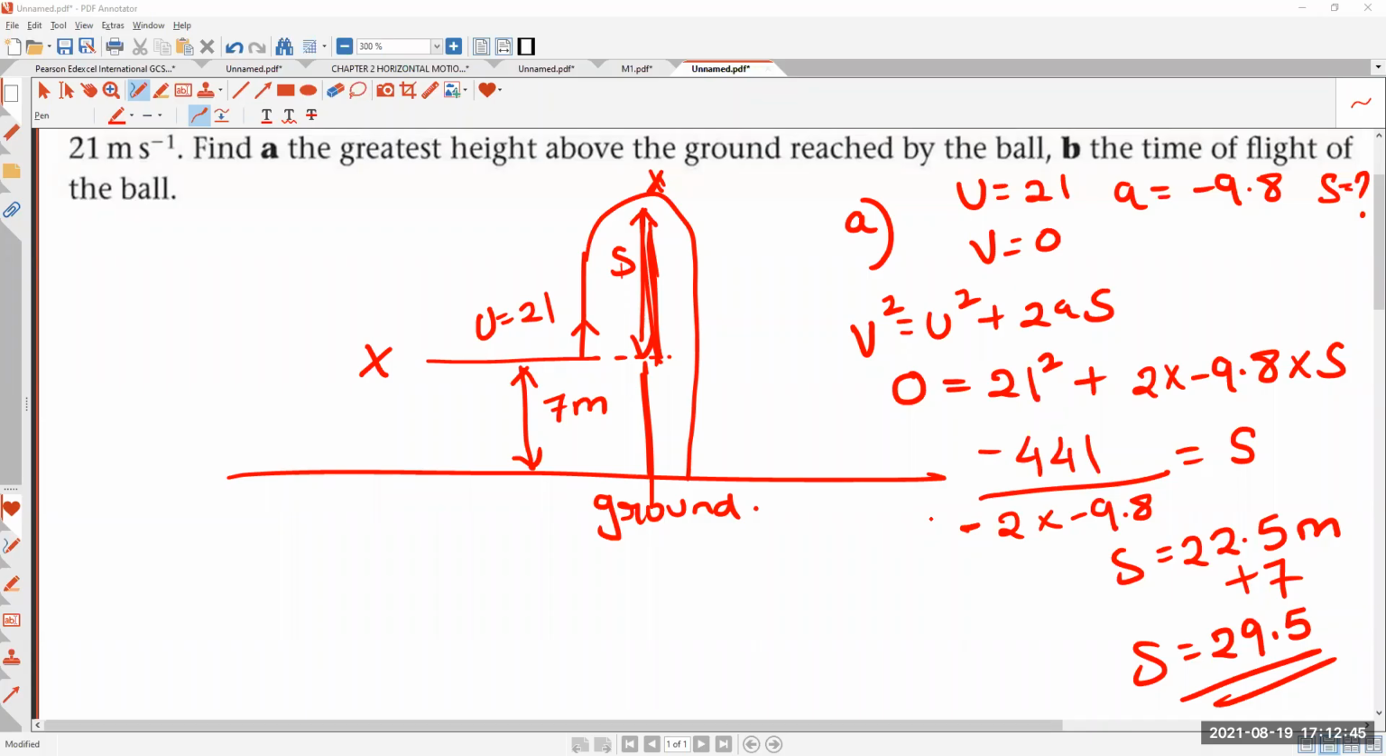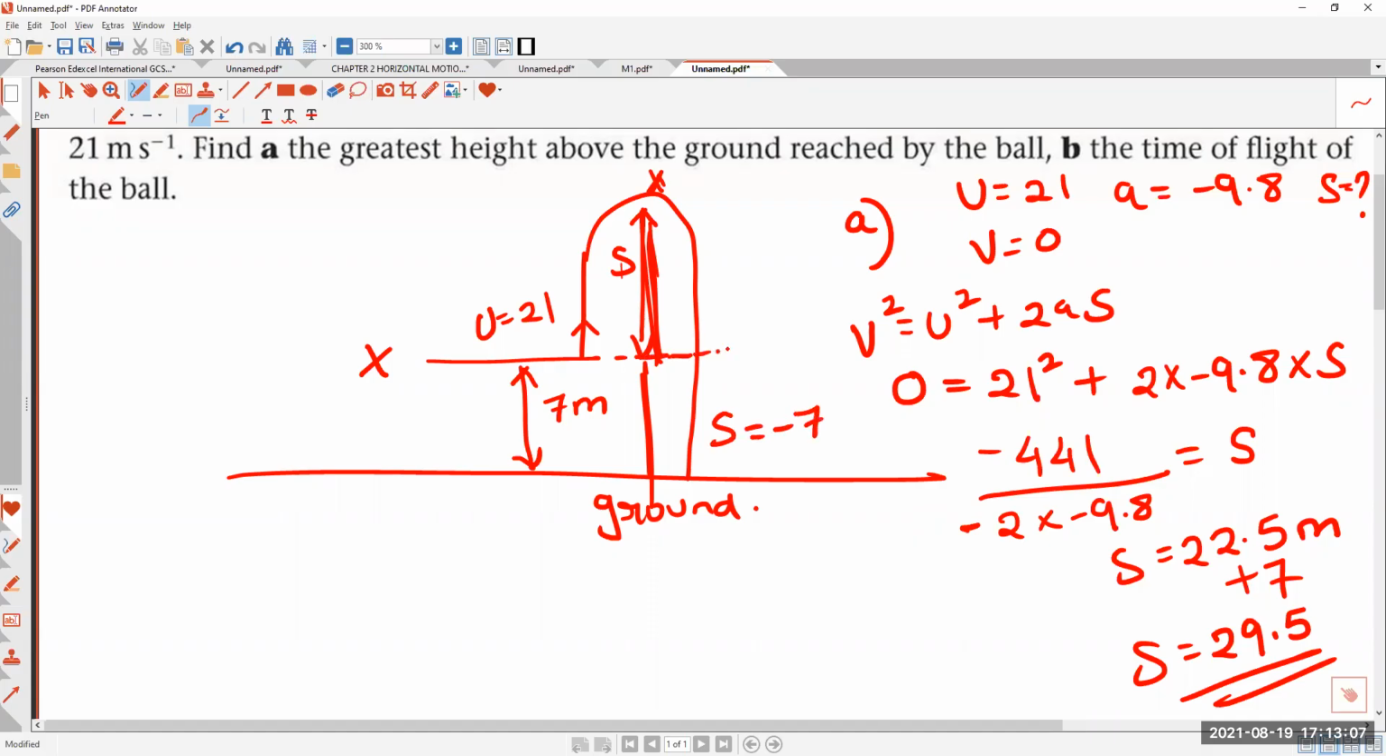So A part, everyone understood. Now let's go to B part. They said time of the flight. The total time of the flight. If you want to find the total time of the flight, you need total displacement as well. So what is the total displacement here? Minus 7. Would you agree with me if I say total displacement is minus 7?